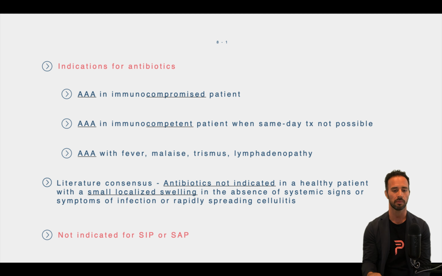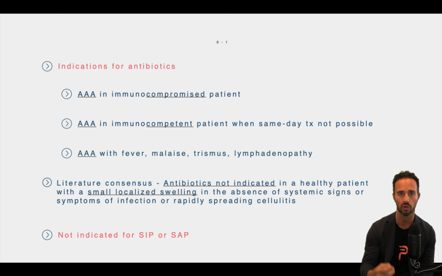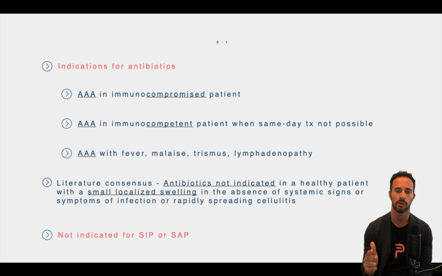So first would be a patient who has an acute apical abscess. And remember, acute apical abscess is generally when your patient has some form of swelling. Number one, an acute apical abscess in an immunocompromised patient. Number two, acute apical abscess in an immunocompetent patient when you cannot perform treatment that same day, which I would generally recommend you don't put off, so that wouldn't necessarily be a good indication, but technically that is one of the indications for prescribing antibiotics in an endodontic infection.